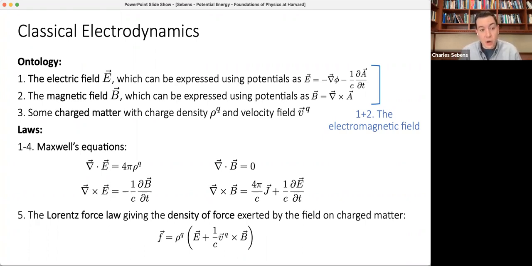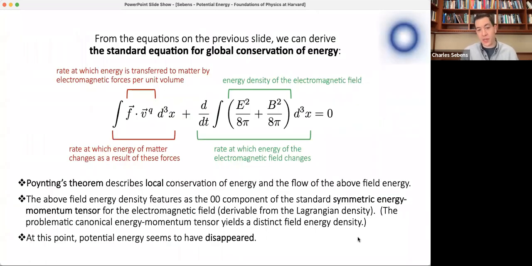electromagnetic field. You also have charged matter. As in electrostatics, there is some charged matter with charge density rho and velocity field v. You have Maxwell's equations. I won't go through those. And then you have the Lorentz force law, giving the density of force exerted by the field on charged matter. That's often written for point charges, but here I've written it for a charge distribution. So the force density is equal to rho times E plus 1 over c v cross B. Okay. So from those equations, we can derive an equation for conservation of energy in electromagnetism.